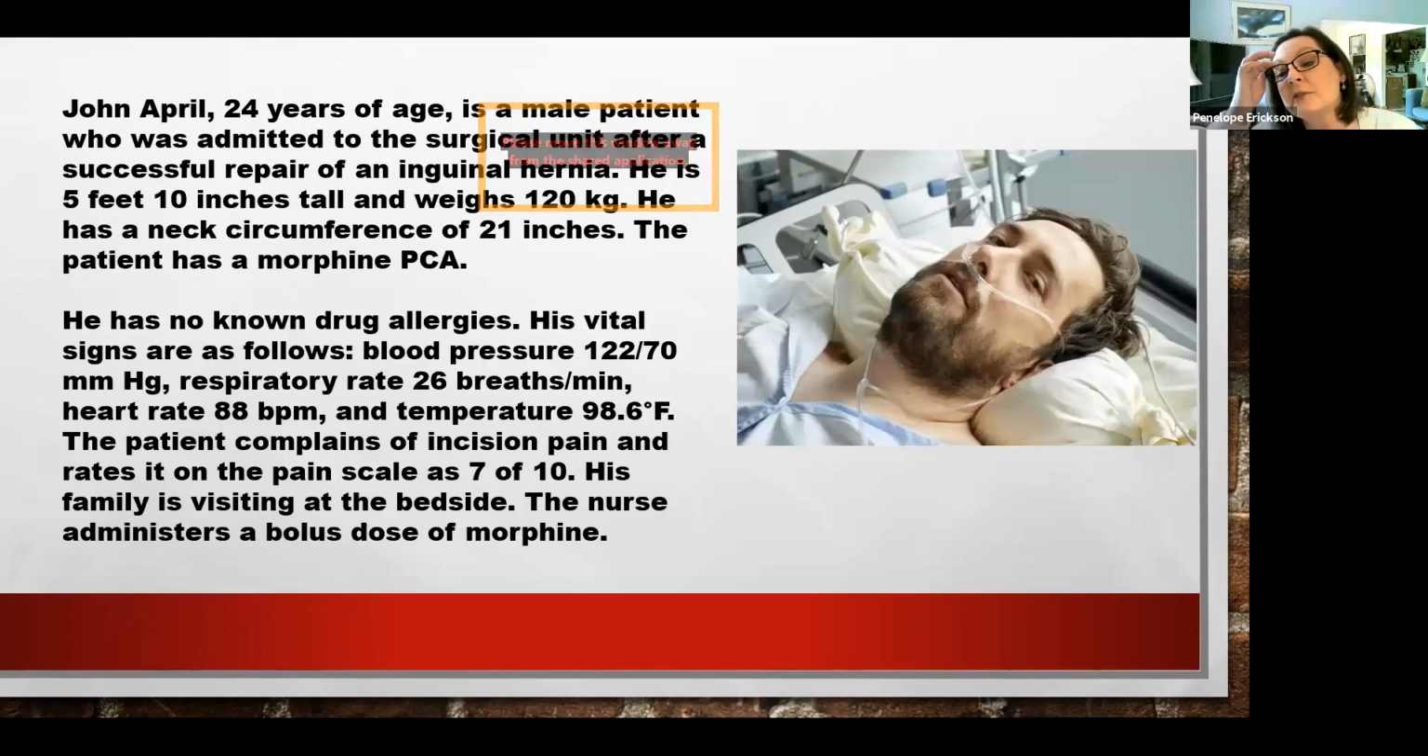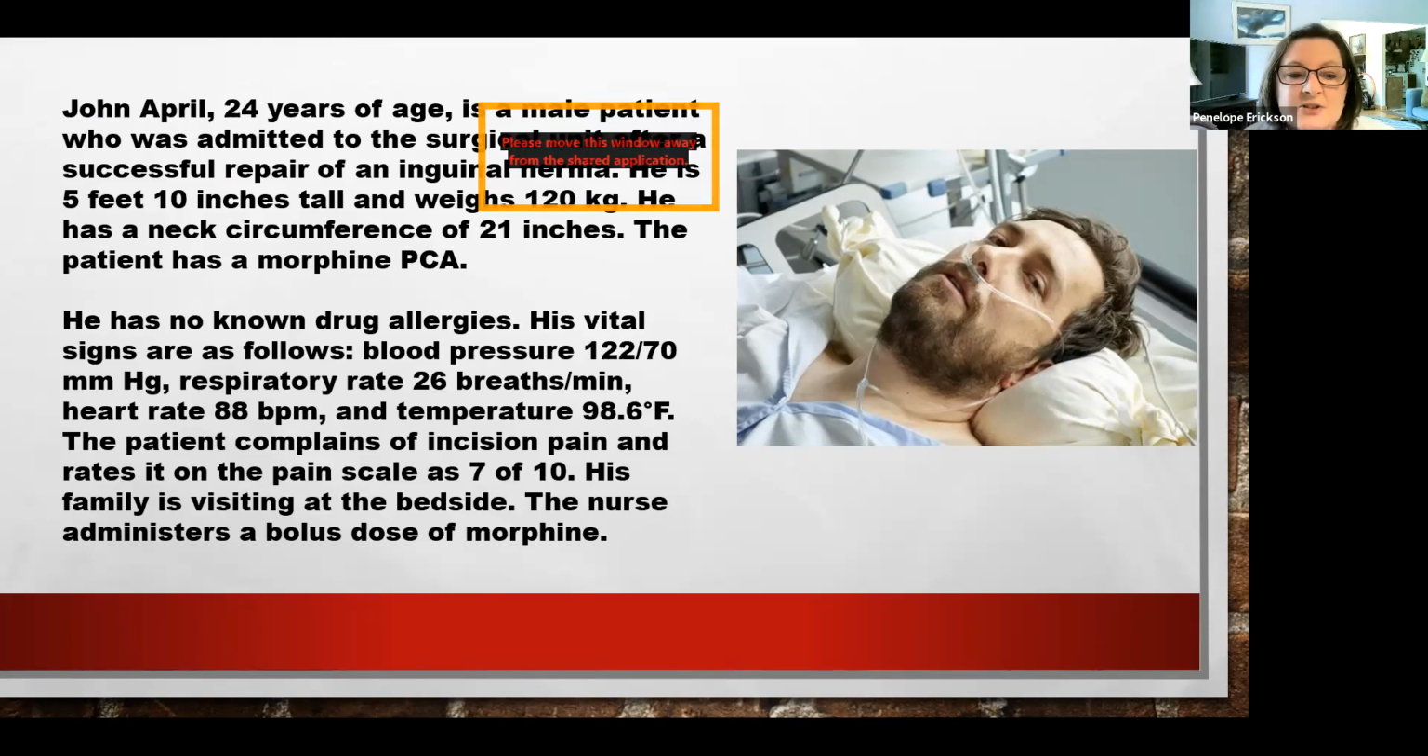Okay, so here's our first patient that we're going to look at for case study. John April. He's 24 years old. He had a repair of this inguinal hernia. He's 5'10". He weighs 120 kilos. I tried to pick a picture where he looked like he probably has a thick neck, I don't know, 21 inches. I guess that's a pretty large neck circumference. And he has a morphine PCA for pain.